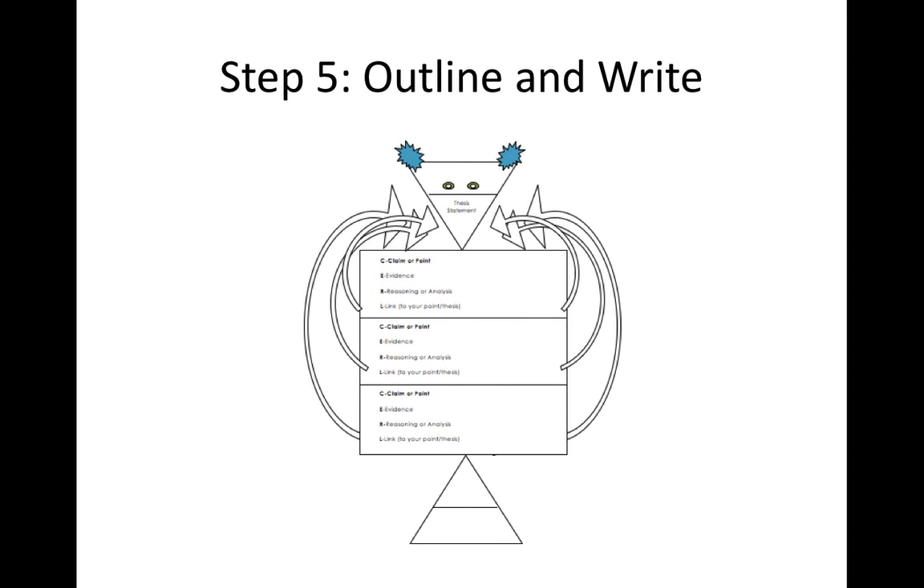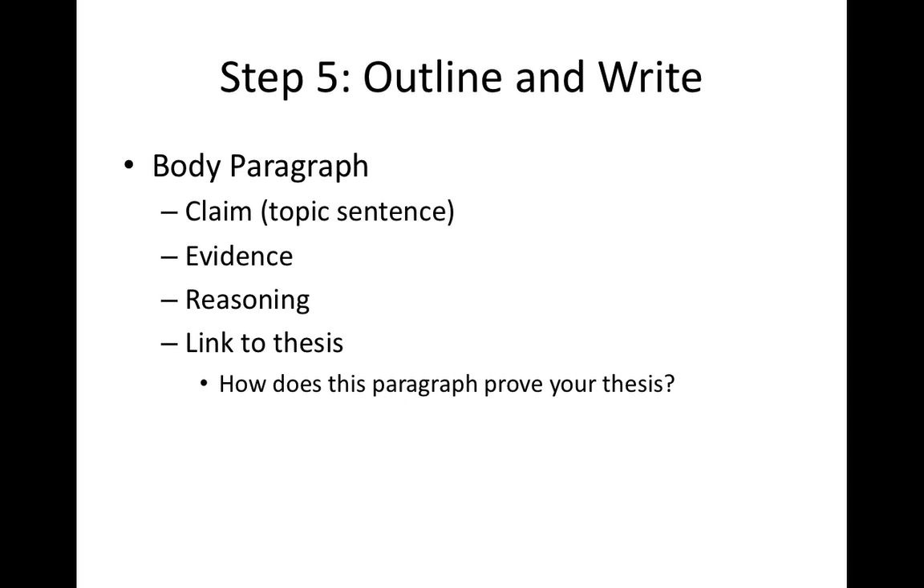So let's look at what a body paragraph looks like. A body paragraph consists of a claim, which is the first sentence in your paragraph. It tells you what the paragraph is going to be about. The evidence that you will use to support that claim. The reasoning that explains why that evidence supports the claim. And then a link to your thesis that describes how your paragraph helps prove your thesis. Let's look at each of these one by one.